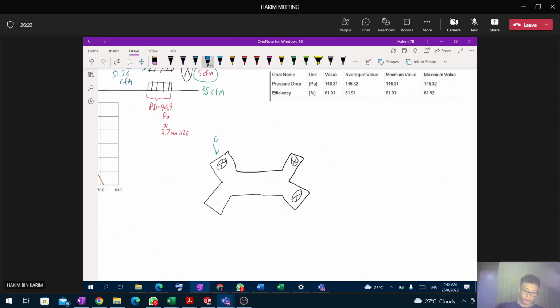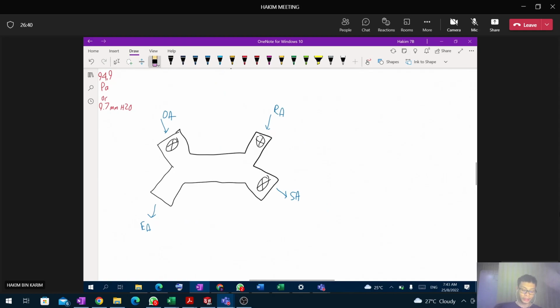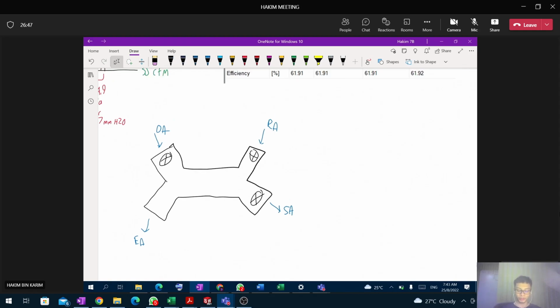So this is outdoor air, this is supply air, this is return air. This is exhaust air. You notice that I do not include a fan here. I hope three fans work, because what we care about is supply air. We don't care about exhaust air, we only care about supply air. So this is why I just suggest three fans.